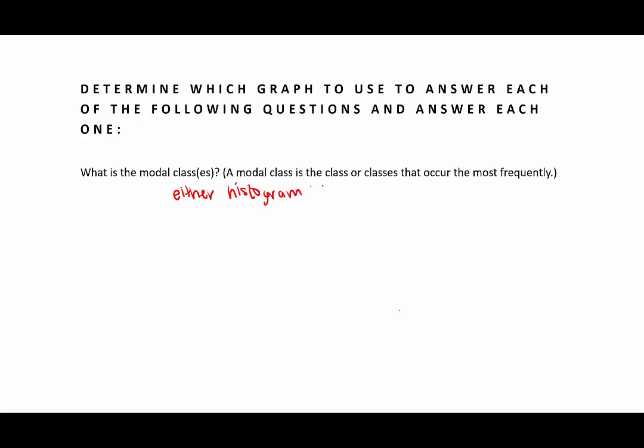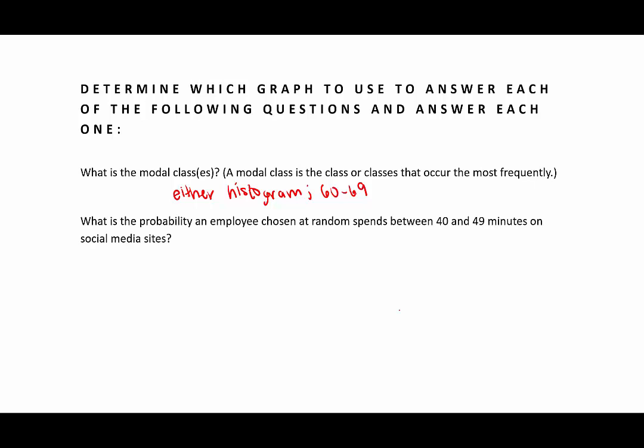So when we say either histogram, and then it's asking for which class, remember the classes are the x-axis, or we want the class, not the midpoint that I used, and that class was 60 to 69. The frequency was 6, that was the most, that's what makes it the mode, but then we refer back to the class that it's associated with to determine which class it was.